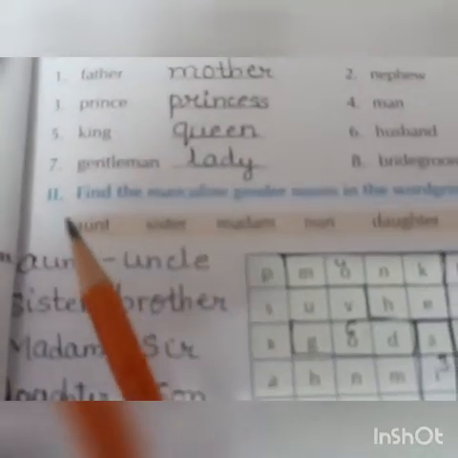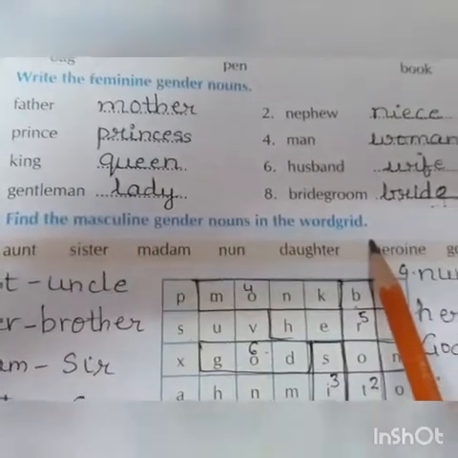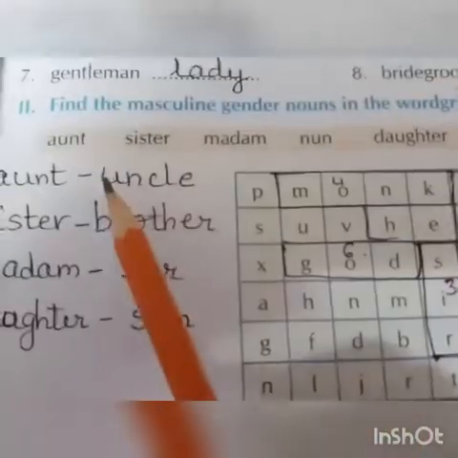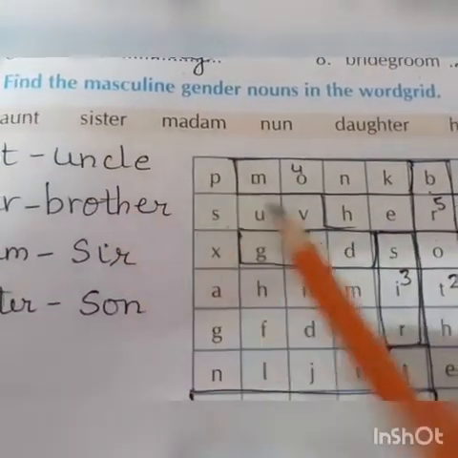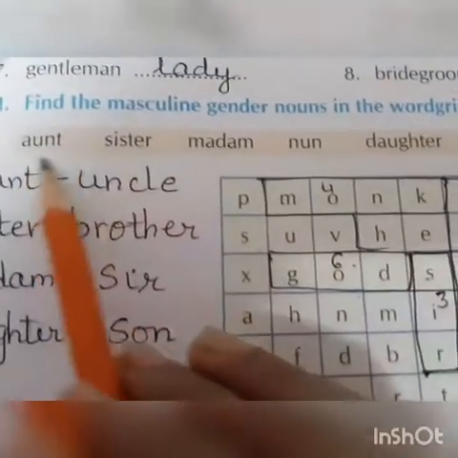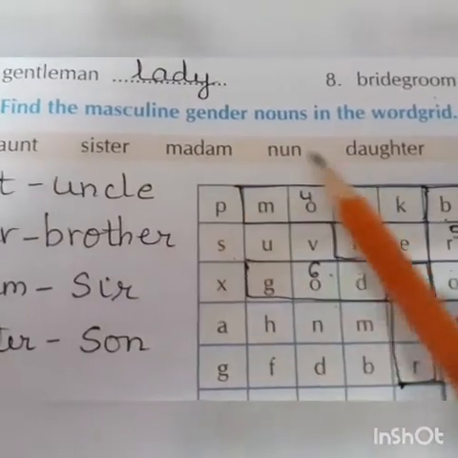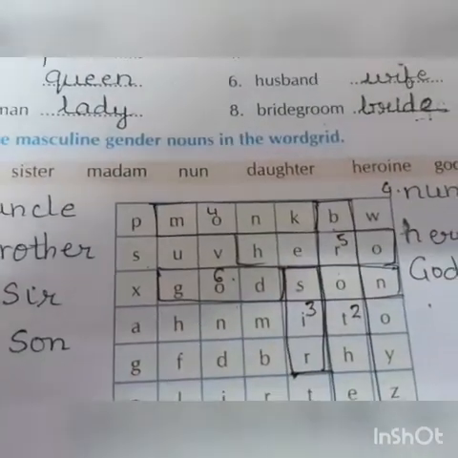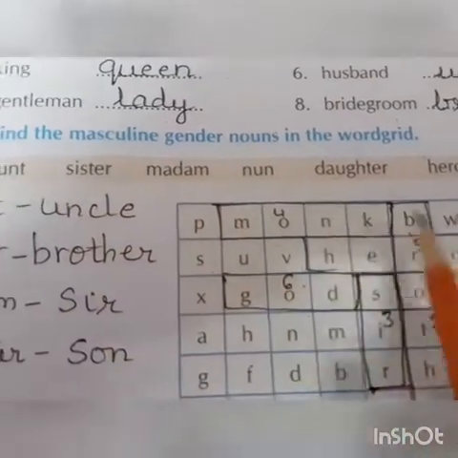Now next is question number 2. Find the masculine gender nouns in the given word grid. Now you can see this word grid is given. In this grid, first of all, you can see these feminine gender nouns are given here. You have to find their masculine genders from the grid. First we'll read out these words: aunt, sister, madam, nun, daughter, heroine, and this is your goddess. Now you have to find the masculine gender, the male form of these words.